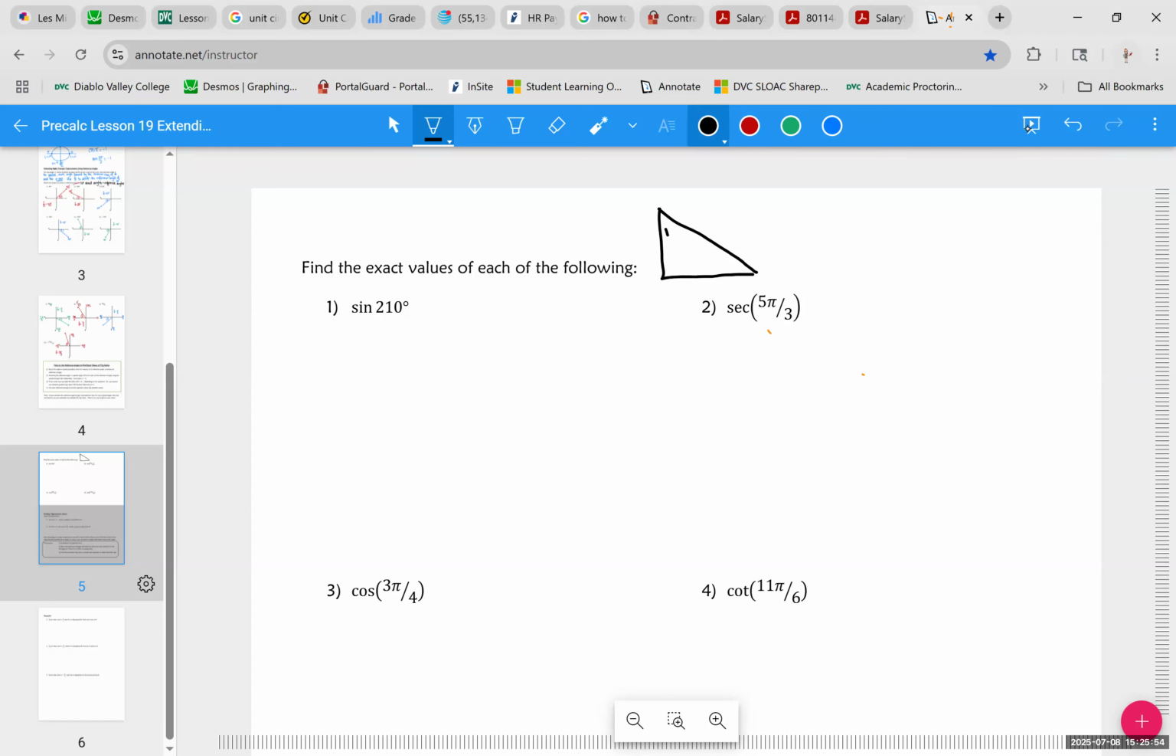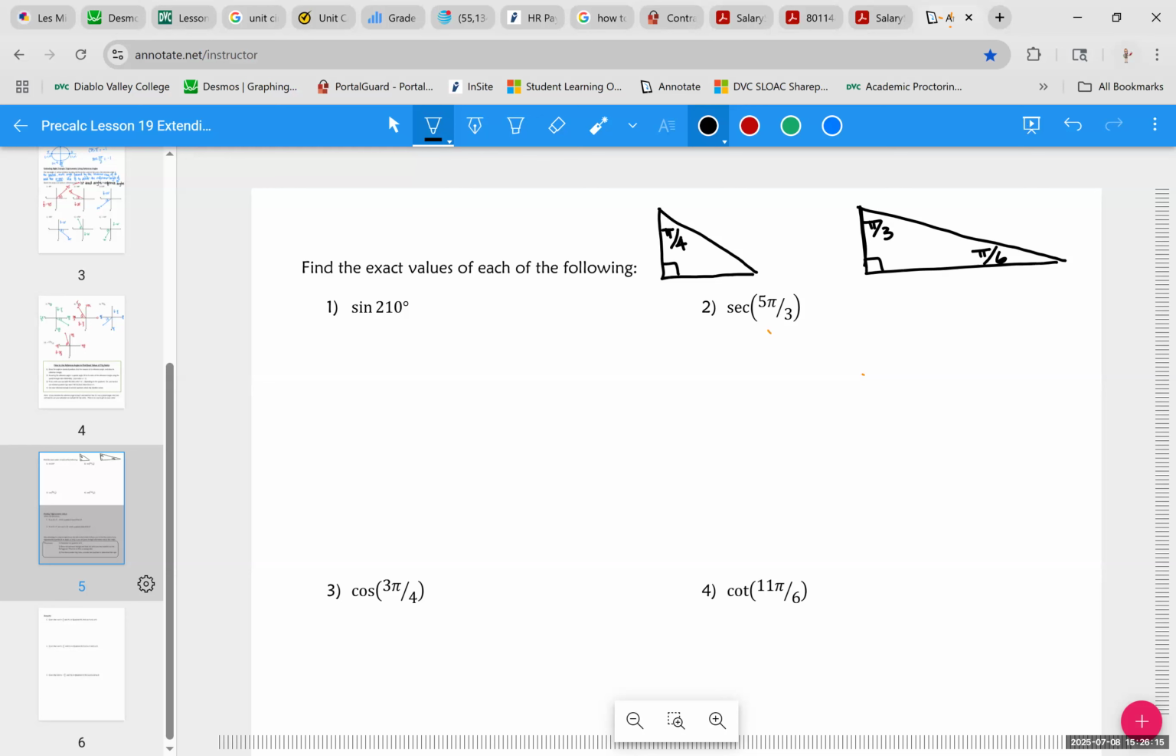Okay, so remember the 45, which I'm going to label as pi over 4, 45, 90, and the 30, 60, 90. Again, I'm going to draw these up here for reference. You're going to use these so many times. So this would be the 60, which is pi over 3. This would be the 30, which is pi over 6.